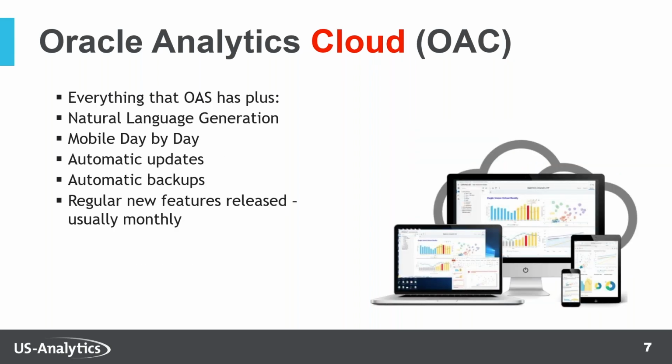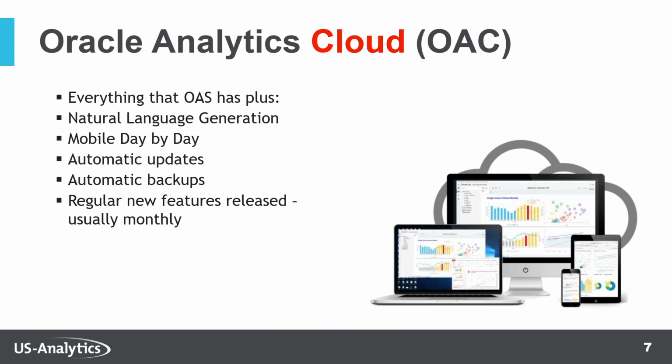So let's switch to talking about Oracle Analytics Cloud. Everything that Oracle Analytics Server has is available in the cloud, but there are some features that the cloud has that on-premises still does not. Some of the things like natural language generation, mobile day-by-day options, and of course, when you move to the cloud, Oracle gives you the features where they will manage your updates when new updates come out. They will manage your backups. They will manage the operating system and the infrastructure on the back end, and that's taken care of, and you won't have to do those things.